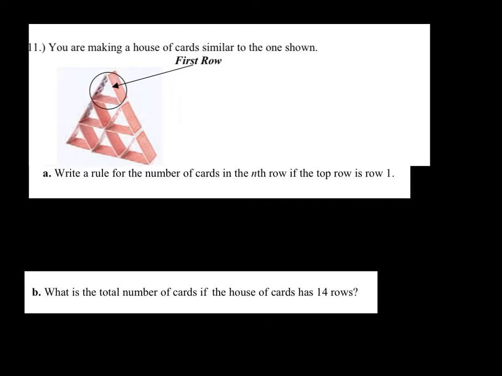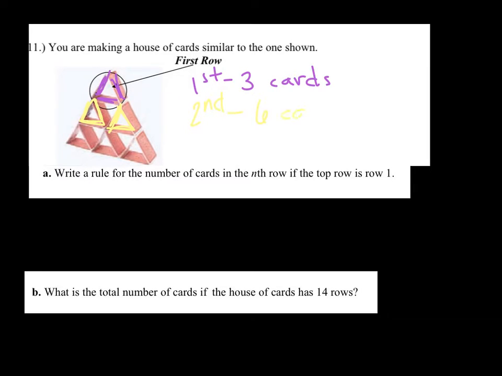So for number 11, we've got an application problem here, and it says that you're making a house of cards, and it gives you a little image there. It says, write a rule for the number of cards in the nth row if the top row is row 1. So it's giving you the first row. The first row here is made up of 1, 2, 3 cards. Okay, well then how many is your second row made up of? Well, 1, 2, 3, 4, 5, 6 cards.